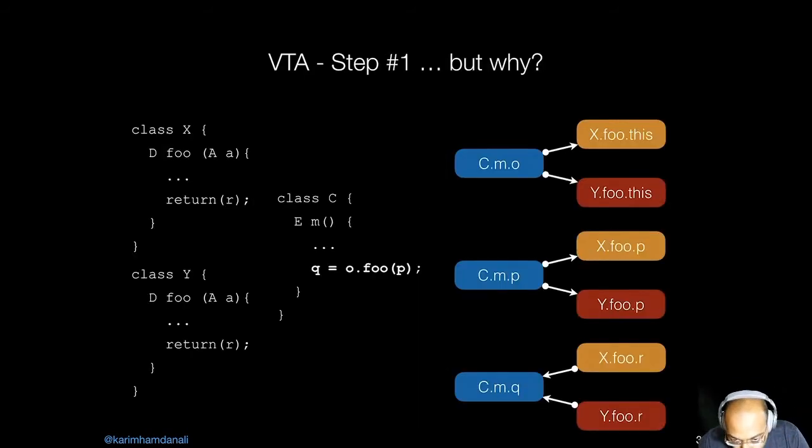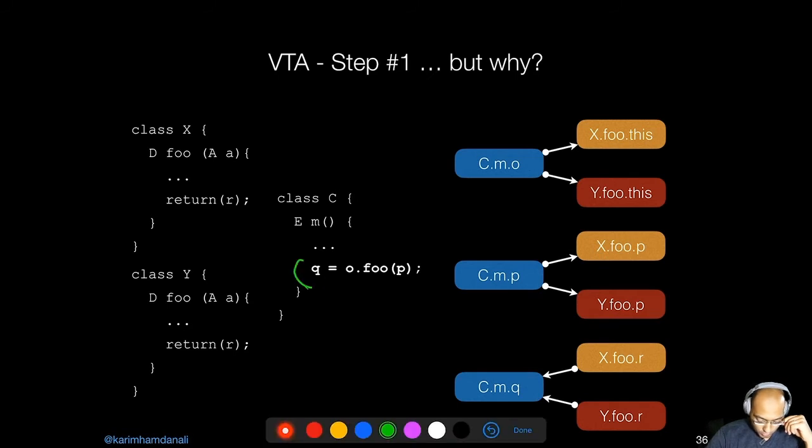So let's have an example. In the first step, why is it important to know, or to start with, an initial call graph? The reason why it is important is the following. At this call site here, q equals o.foo, and I'm passing p as a parameter.